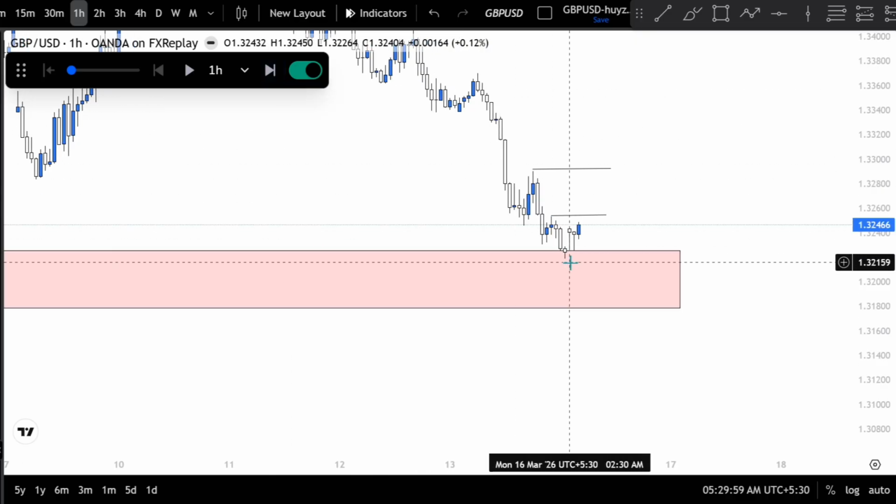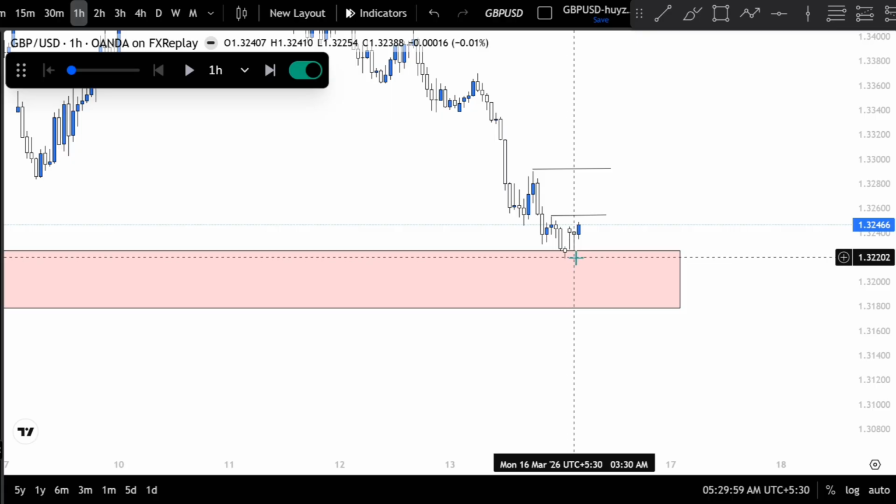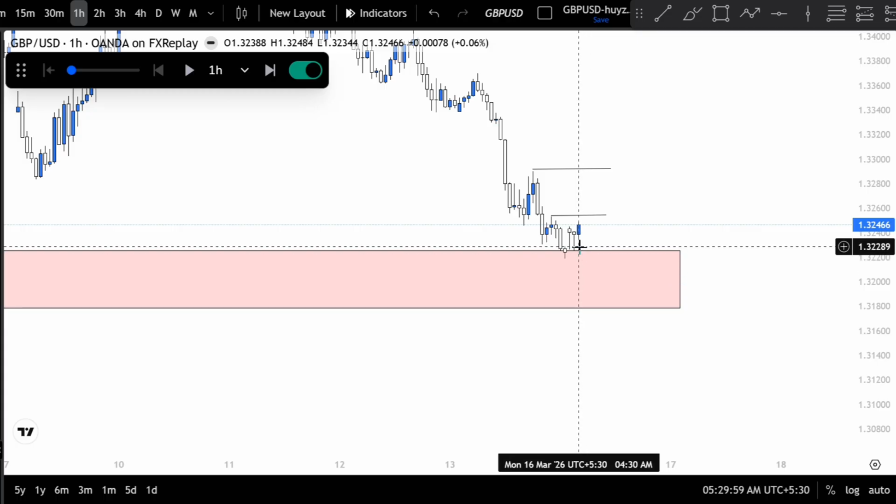By the way, this is UTC plus 5:30, that is IST timings. This is around 3:30 a.m. in the morning, which we do not usually trade. In Indian timing, we only trade between 12 p.m. to 10 p.m. at night. So this is a no trading zone for me.